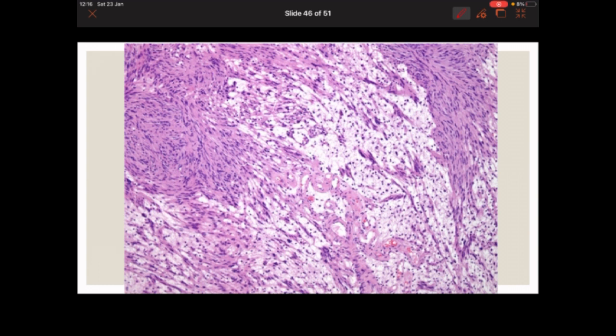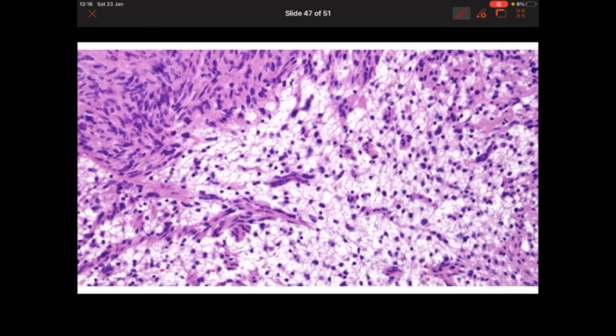Cells in this compact Antoni A area are usually spindle-shaped and elongated, and you can appreciate the wavy nuclei with tapered ends. The cells in this Antoni B area are more oval with indistinct cytoplasmic processes.